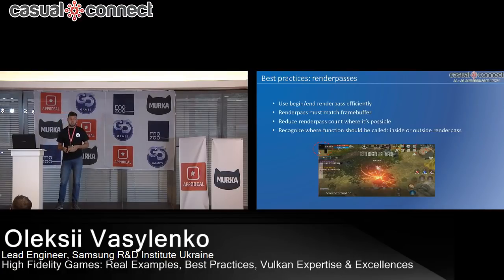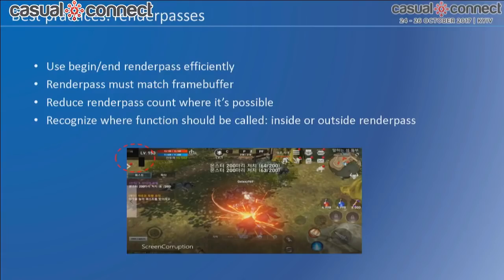Another important thing is you should recognize where functions should be called, inside or outside a render pass. For example, if we are talking about the clear attachment call, if you call it outside a render pass, you may have artifacts, such as black squares.